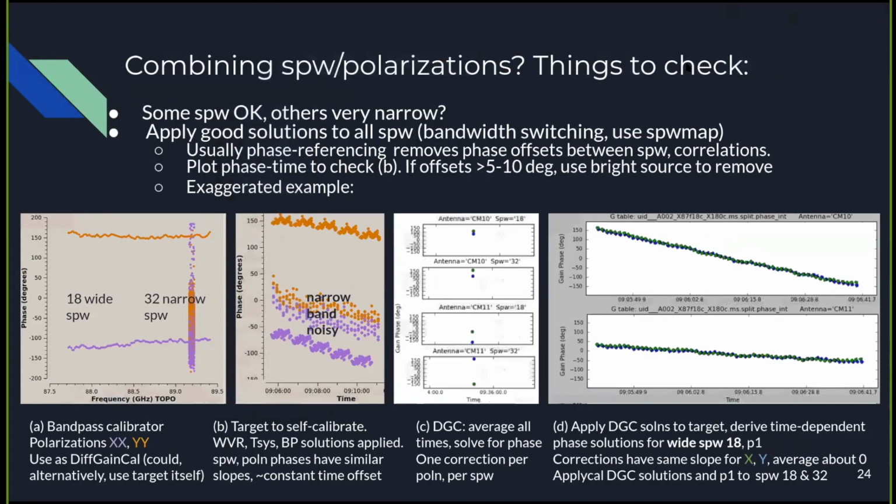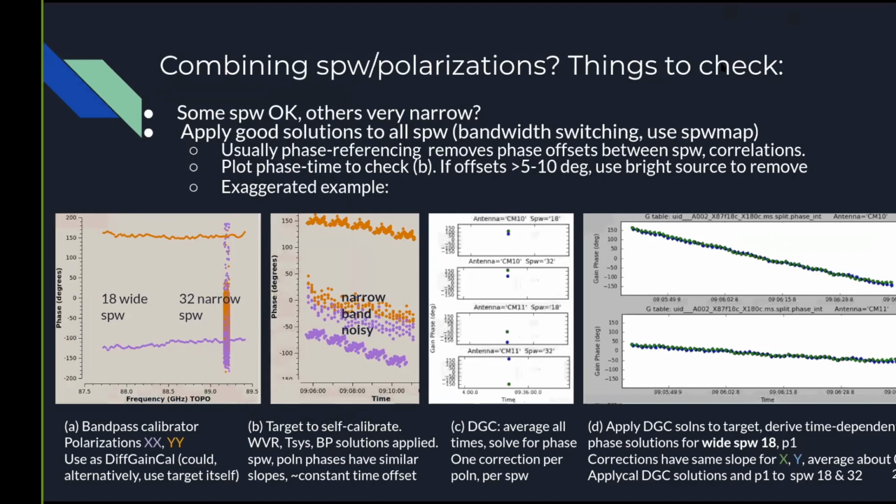Okay, so thanks, Emily. And just to carry on, these are a few points about what to do if you've got, for example, quite inhomogeneous data. And this is actually taken from an ACA example where spectral window 18 was a full nearly 2 gigahertz wide, whereas spectral window 32 is a very narrow, high resolution spectral window. And there are two ways of coping with this.